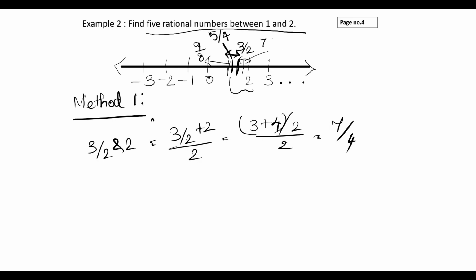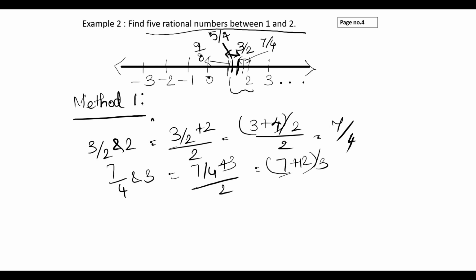Similarly, we can find the midpoint between 7 by 4 and 3. So, the average between those two numbers will be 19 by 6. So, we have found 5 fractional numbers between 1 and 2: 9 by 8, 5 by 4, 3 by 2, 7 by 4 and 19 by 6. So, this is one method.